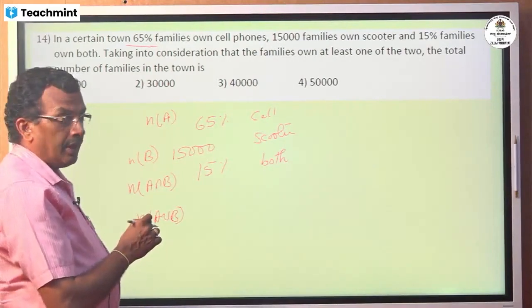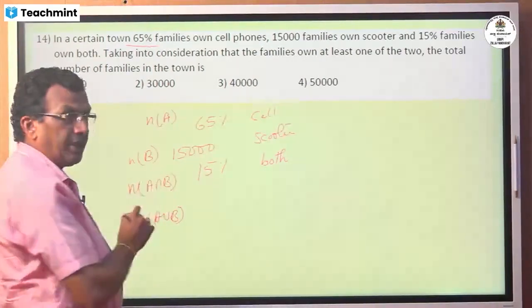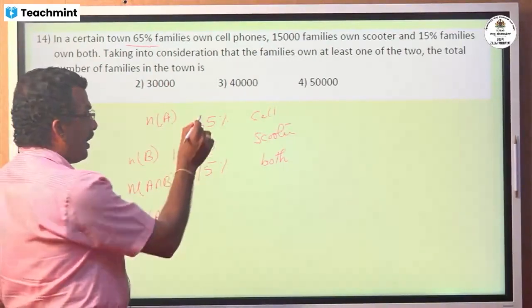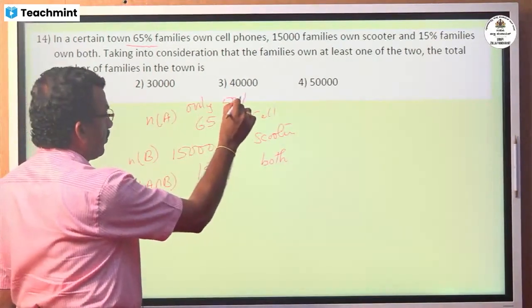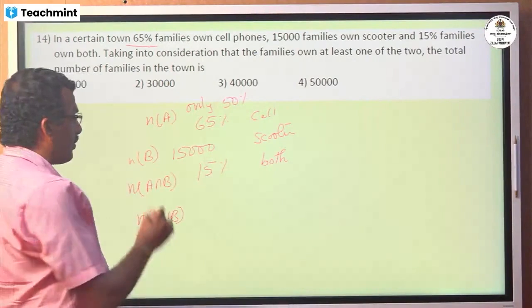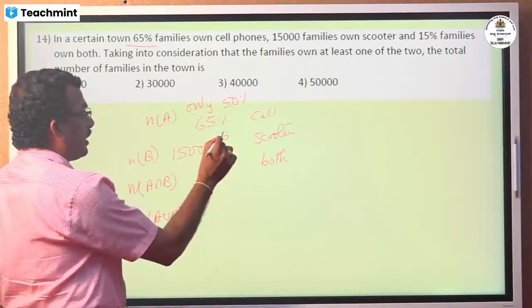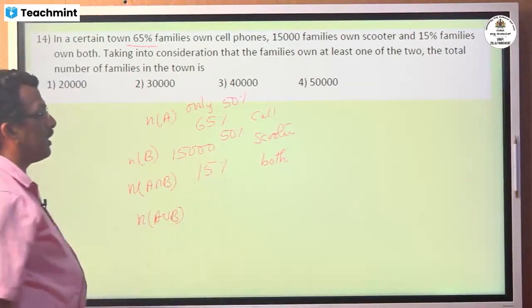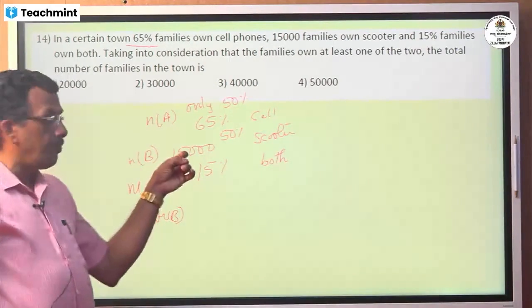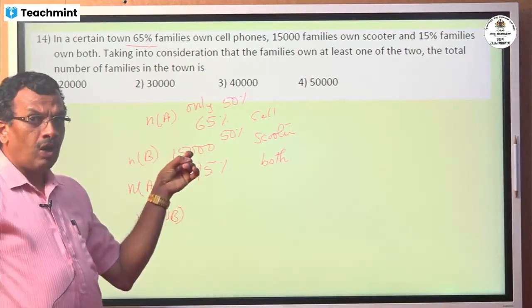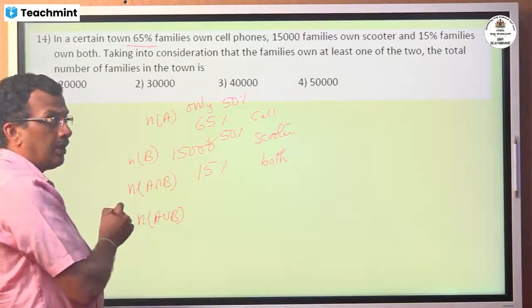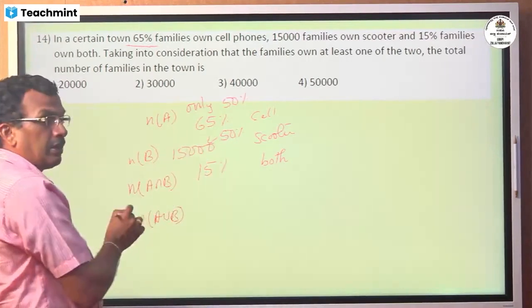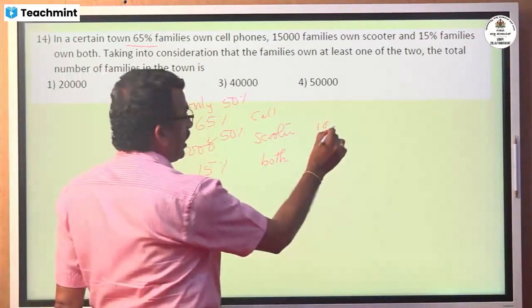ಸರಿಯಾ? 65 minus 15 ಮಾಡಿದ್ರೆ 50 ಆಯ್ತು. ಹಾಗಾದ್ರೆ ಓನ್ಲಿ A is 50% ಆಯ್ತು. ಓನ್ಲಿ A 50% ಆದ್ರೆ n of B ಎಷ್ಟಾಗತ್ತೆ? 50% ಆಗಿರುತ್ತೆ. If n of B is 50%, what will be the total? 50% equal to 15,000. Total is nothing but 100%.